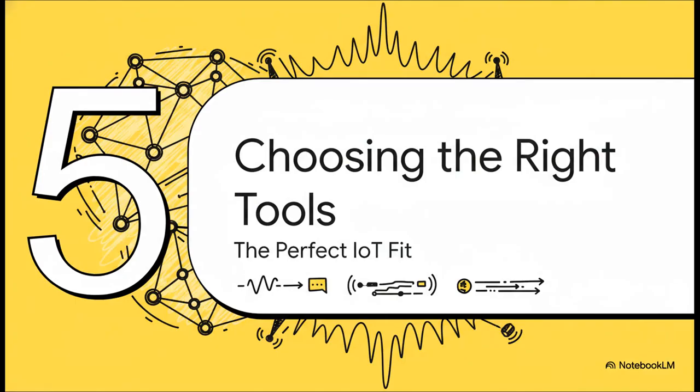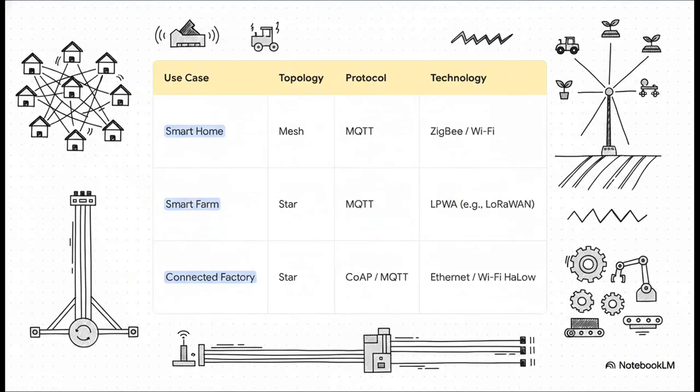So now let's put all the pieces together. Building an IoT network isn't about picking the single best technology. It's about being an architect and choosing the right combination of topology, protocol, and wireless tech for a very specific job. And you can really see how this plays out in practice. For a smart home, right, a self-healing mesh network using a short-range technology like Zigbee makes total sense. But for a smart farm with sensors spread way out, a power-efficient star topology using a long-range LPWA technology like LoRaWAN is the obvious winner.